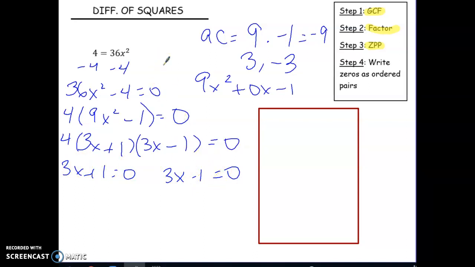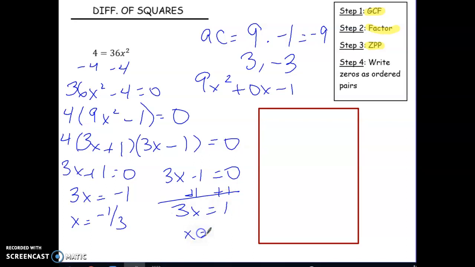Okay, so I'm going to solve each of these. Subtract 1 from both sides on this one. Divide by 3. On the second one, I'm going to add 1 to both sides and divide by 3. All right, so now that I have that, I'm ready to write my answer as an ordered pair. So the ordered pair for this first one is going to be -1/3, 0, and my ordered pair for this one is going to be +1/3, 0.